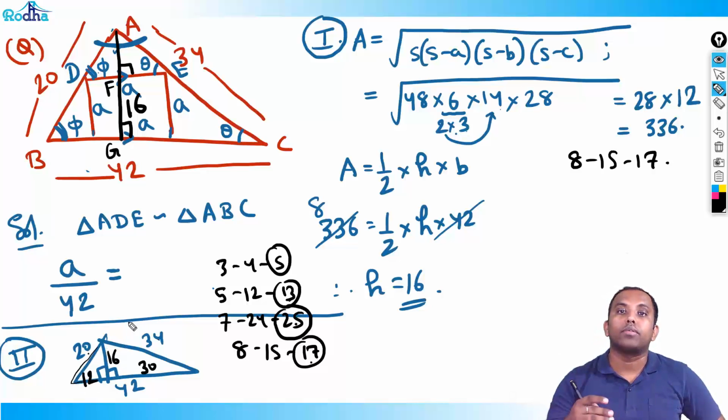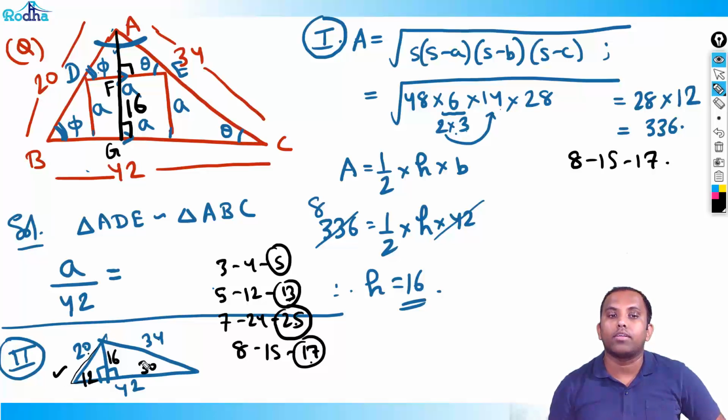Derived from 3, 4, 5. 3, 4, 5 into 5 times. Okay, sorry, 3, 4, 5 into 4 times. 12, 16, 20. So that's satisfying, right? This is satisfying. So what is the height? So height is 16. So height we got as 16, right?